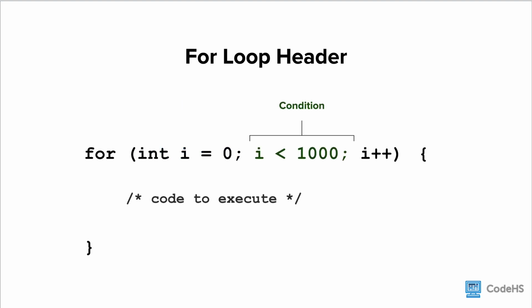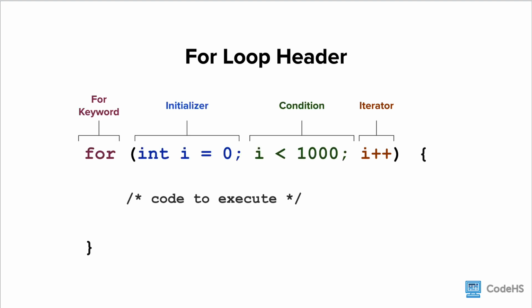The next part of the loop header is a conditional statement. The conditional statement tells the loop how long to execute. Similar to the while loop, the for loop will loop while the condition is true. In this case, the loop will continue to loop while the loop variable i is less than 1000. The final part of the loop header tells the program how to change i each time through the loop. In this case, the program uses the incrementer to increase i by 1 each time.